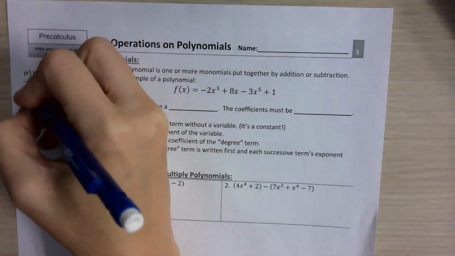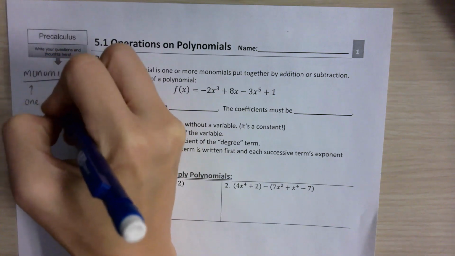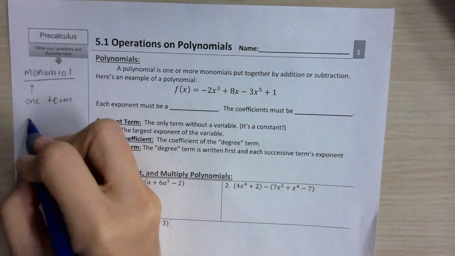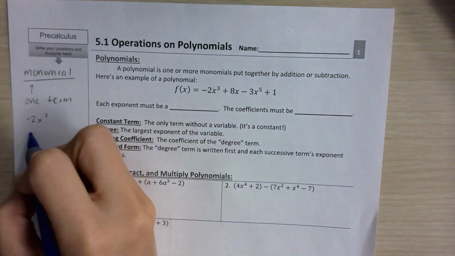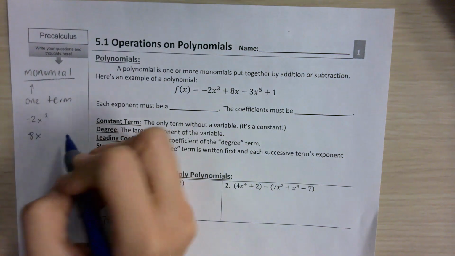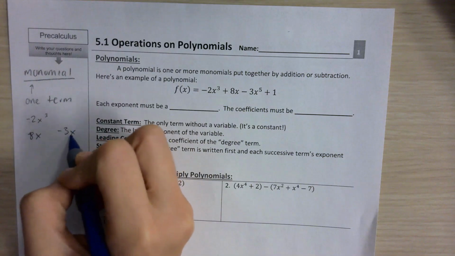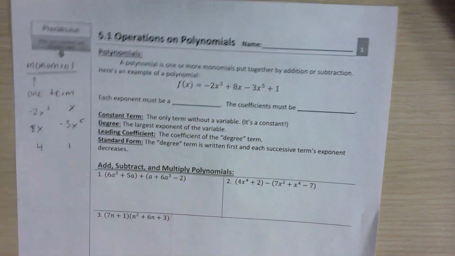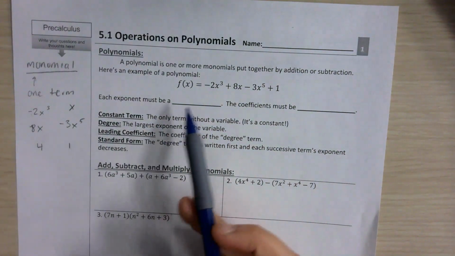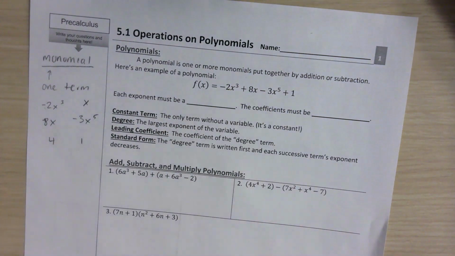Monomial, just one term. So an example would be negative 2x cubed, positive 8x, negative 3x to the fifth, 4, 1, x, right? So if we look over here, we're just adding or subtracting them all together, right?